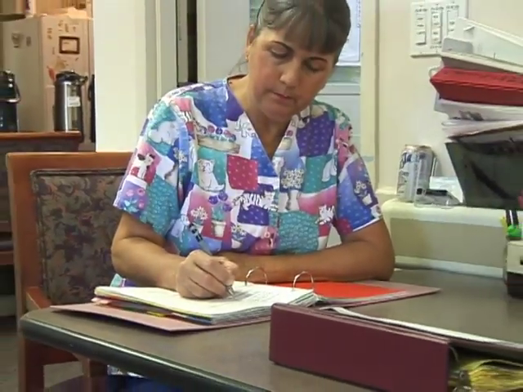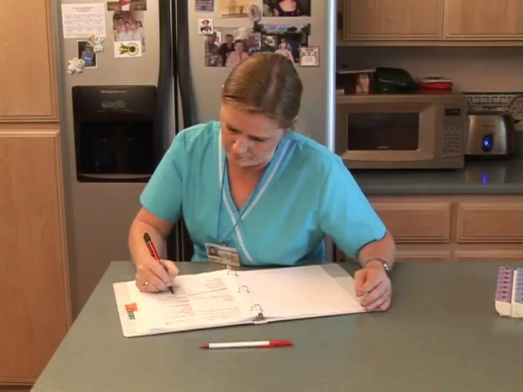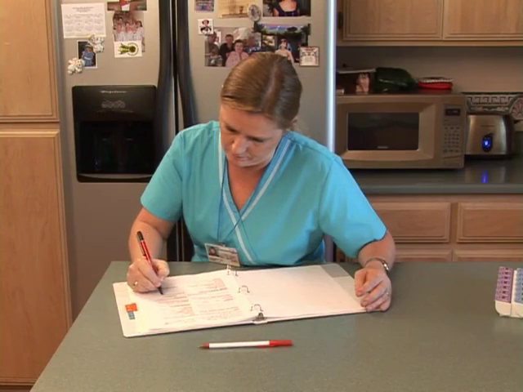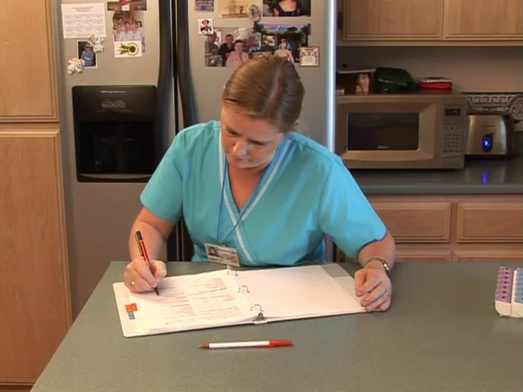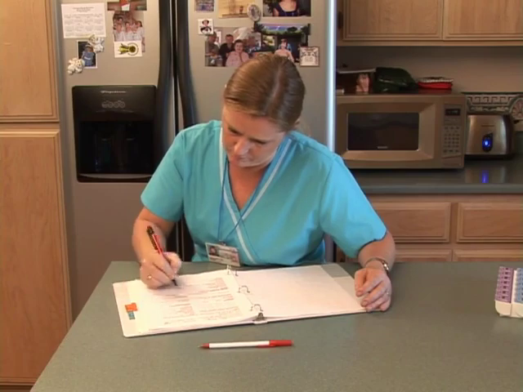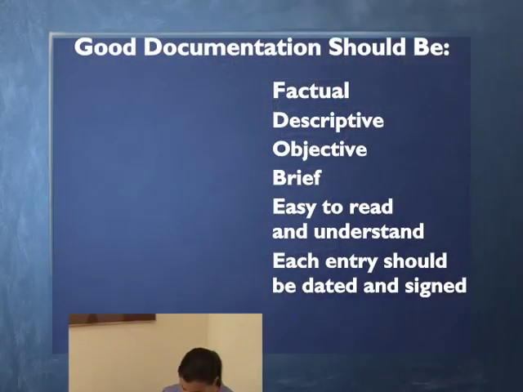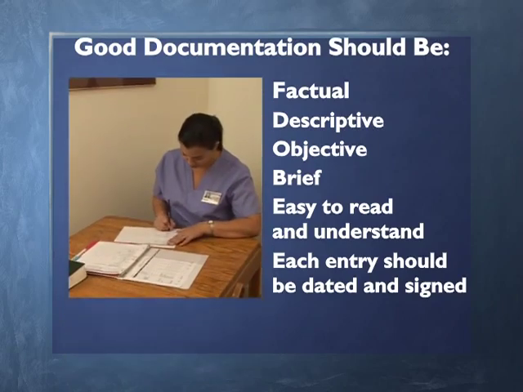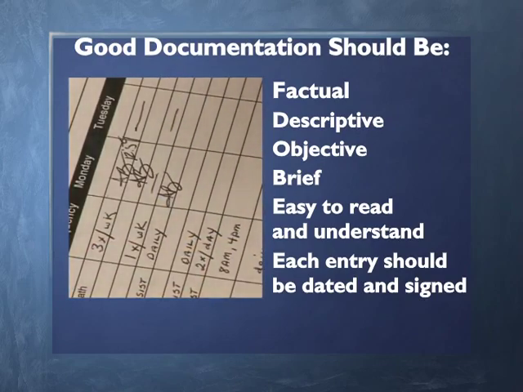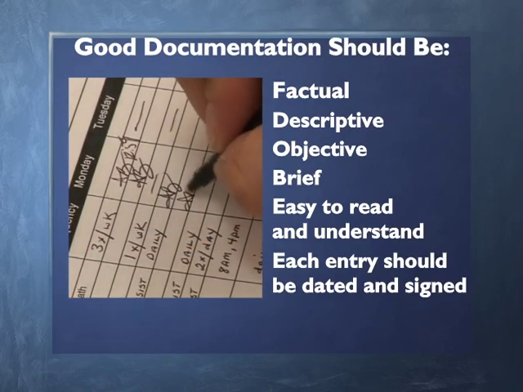Documentation describes your observations and activities and becomes part of your client's legal record. Your agency will provide documentation forms, tell you how often to provide written documentation, and where and when to turn it in. Good documentation should be factual, descriptive, objective, brief, easy to read and understand. Each entry should be dated and signed.